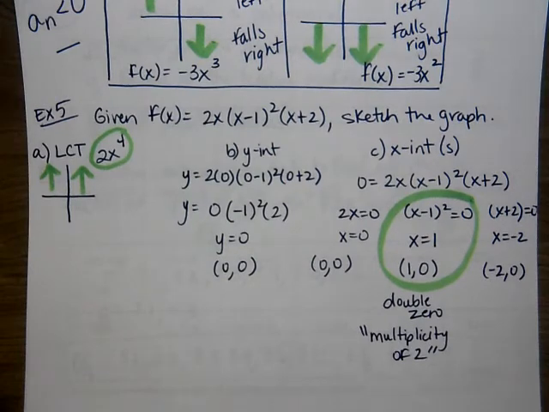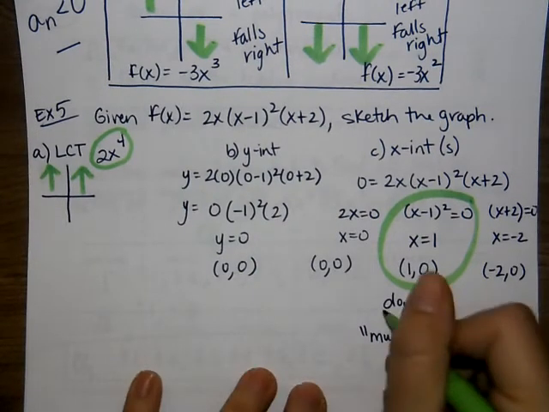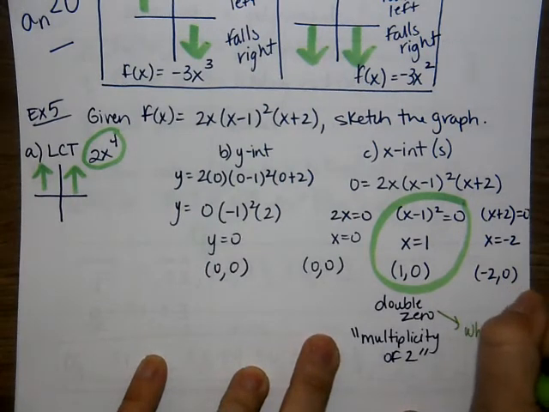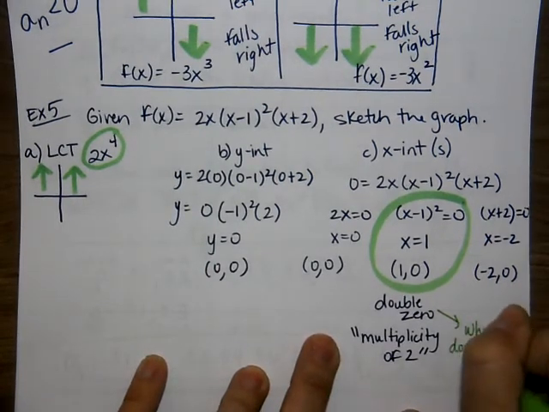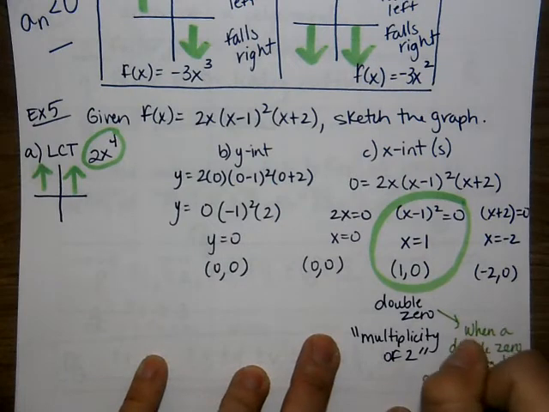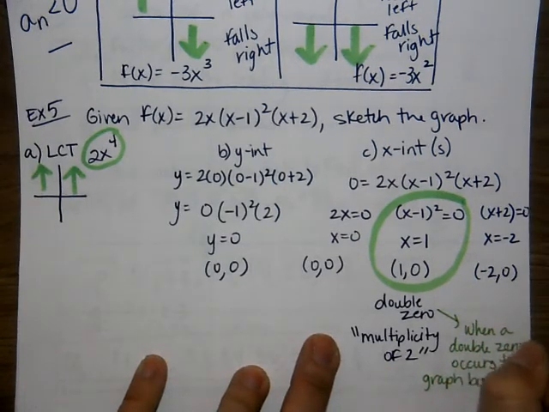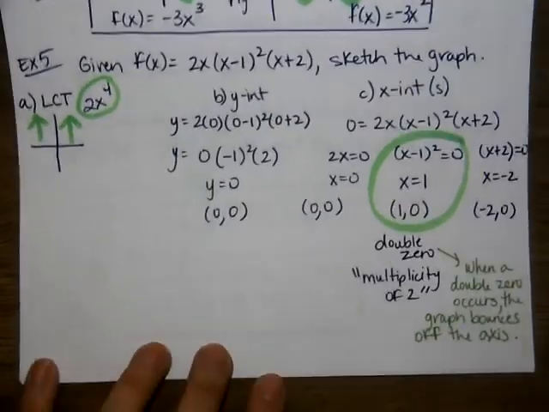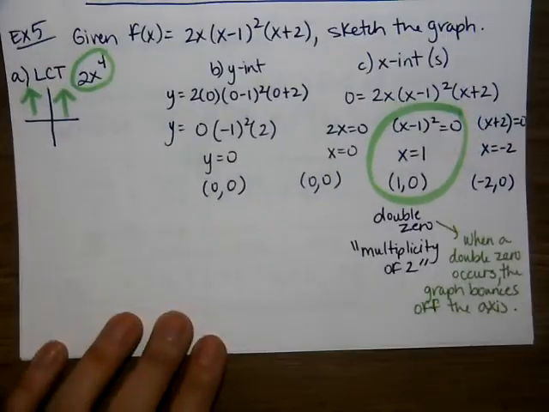Now, there is something special about a double 0. Does anybody remember what it does to the graph? Jessica? It bounces, yep. So let's say when a double 0 occurs, the graph bounces off the axis. Okay.